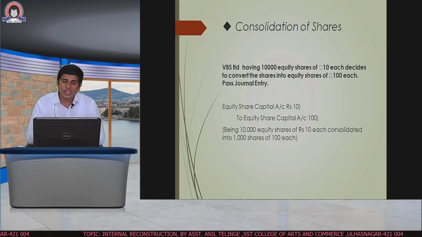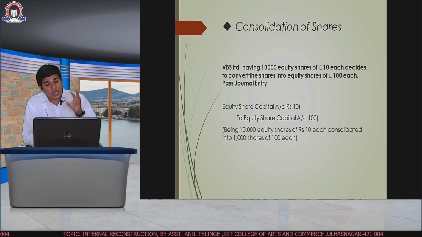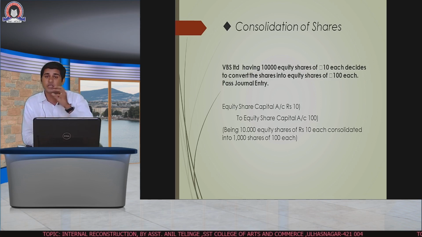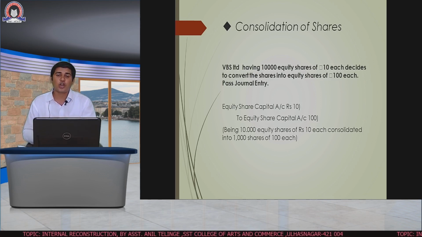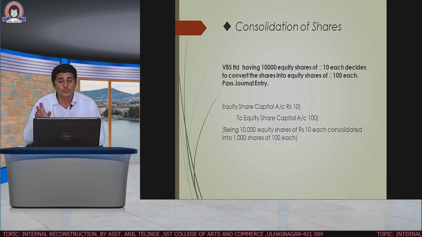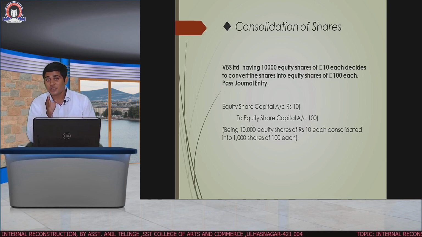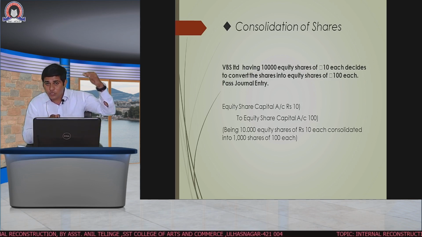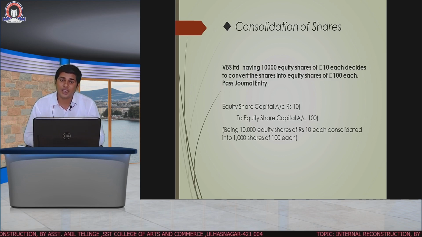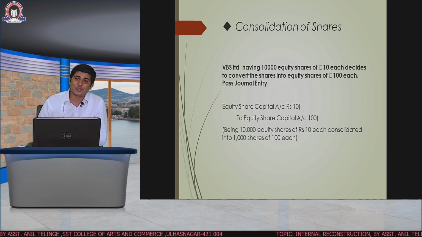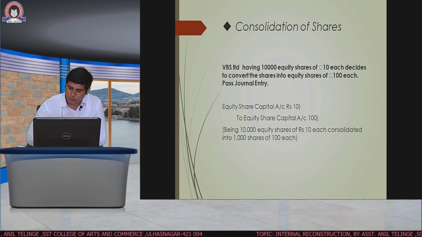A narration clears each and everything. Being 10,000 equity shares of ₹10 each, now consolidated into 1,000 shares. So consolidation method: 10,000 shares को 1,000 shares में क्या किया? Convert किया. That's why there is an alteration of shares. So keep in mind consolidation of shares.